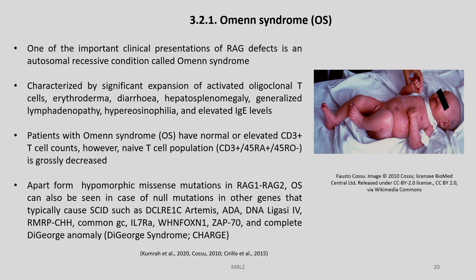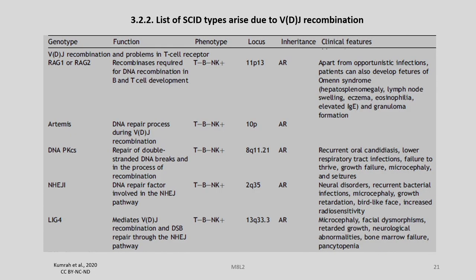Apart from hypomorphic missense mutations in RAG1 and RAG2, OS can also be seen in case of null mutations in other genes that typically cause SCID, such as DCLRE1C (Artemis), ADA, DNA ligase 4, RMRP, CHD7, common gamma chain, ZAP70, IL7RA, etc., and complete DiGeorge anomaly.